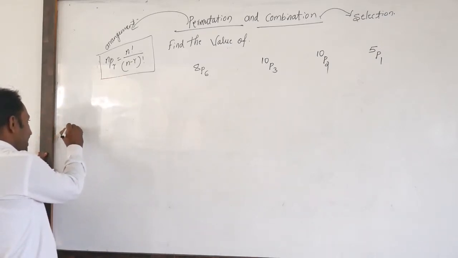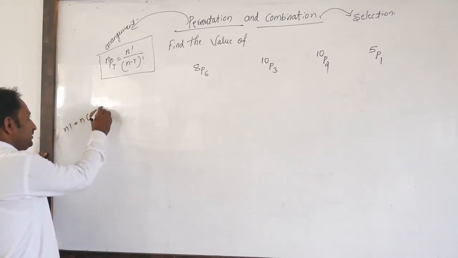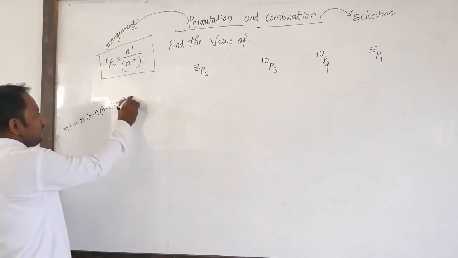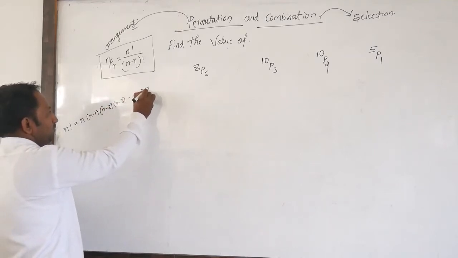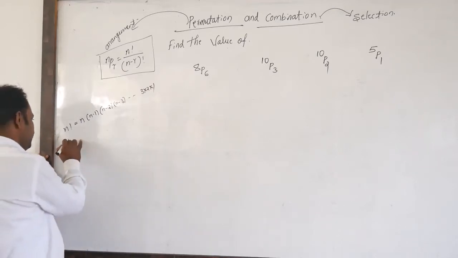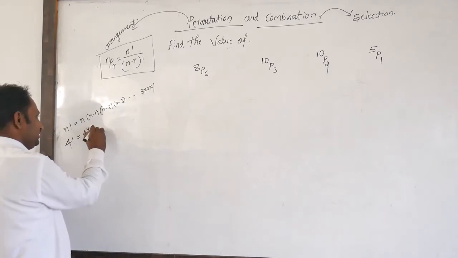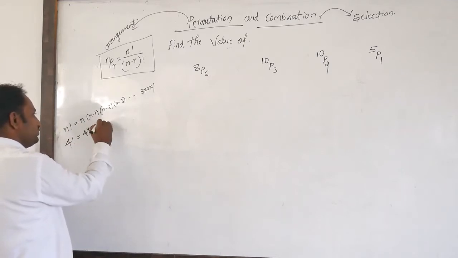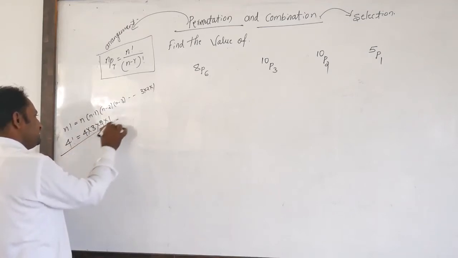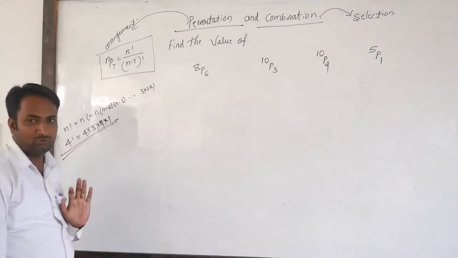Here, n factorial means n times (n minus 1), (n minus 2), (n minus 3), and so on, down to 3, 2, 1. For example, 4 factorial is equal to 4 times (4 minus 1), which is 3, times (4 minus 2), which is 2, times (4 minus 3), which is 1. This is our explanation for factorial notation.